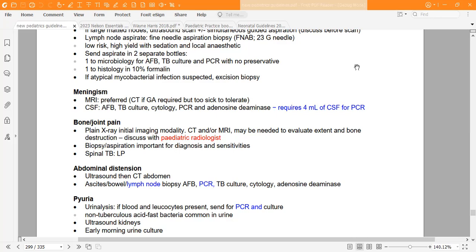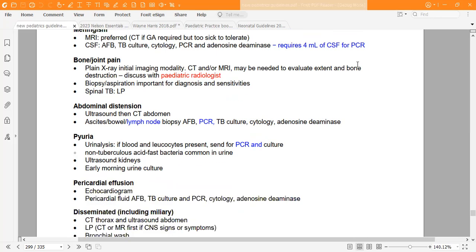Then I may think to do a CT and or MRI if needed, but I will discuss with the pediatric radiologist first. Biopsy aspiration important for diagnosis and sensitivities, so bone biopsy and aspiration as well, or if there's a lesion visible to me after doing the X-ray and MRI, I guess, or CT. Spinal TB, if I'm suspecting there's a spinal TB, I will do LP as well.